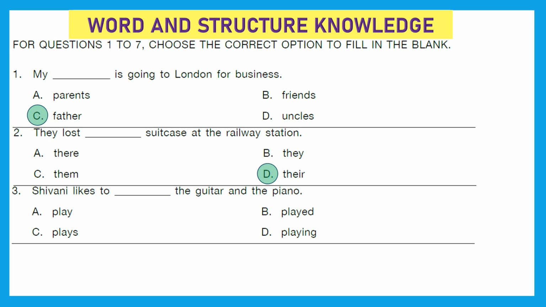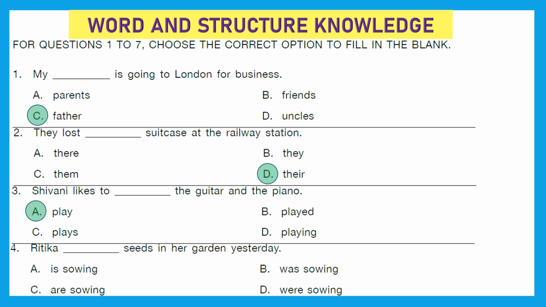Question 3. Shivani likes to dash the guitar and the piano. Play, played, plays, or playing. The right option is A, play. We use the base form of the verb after the preposition to in the sentence. So the answer is play, even though Shivani is singular. But when it comes as to, we use the base form. And here the base form is play. Shivani likes to play the guitar and the piano.